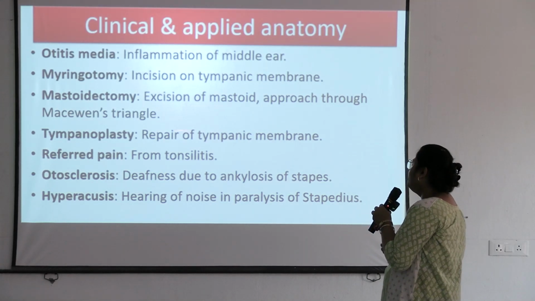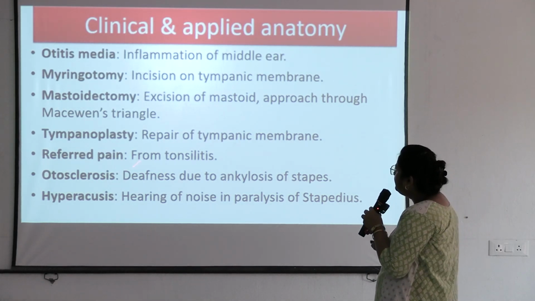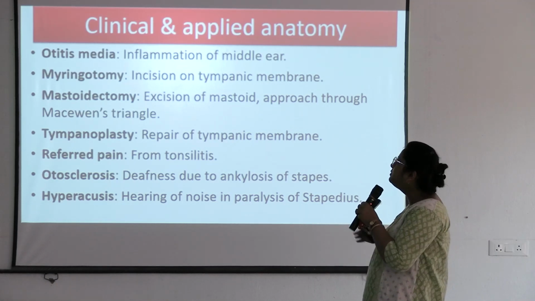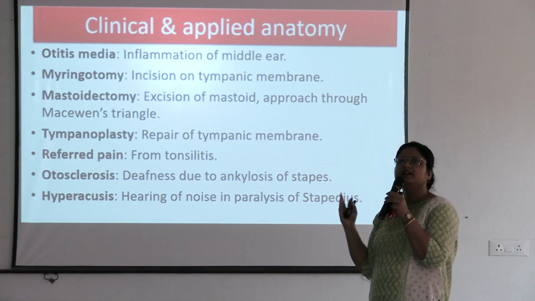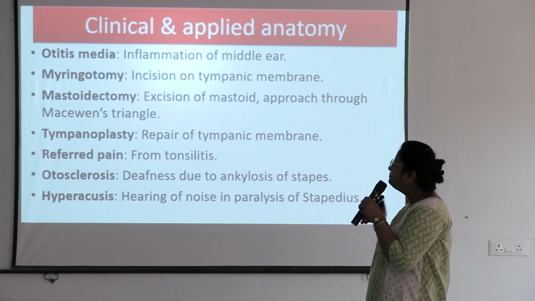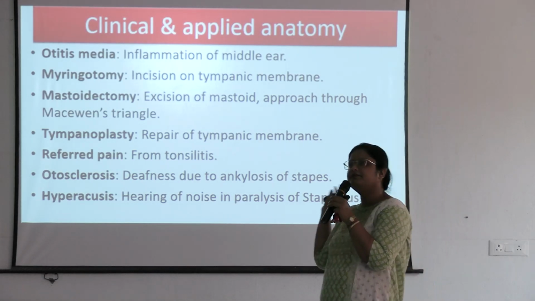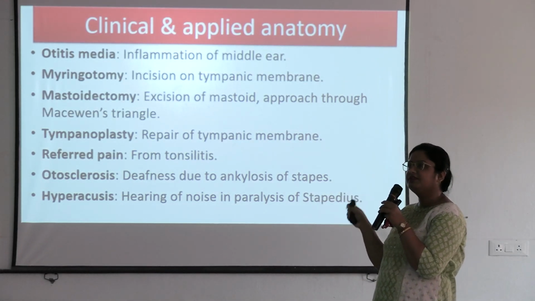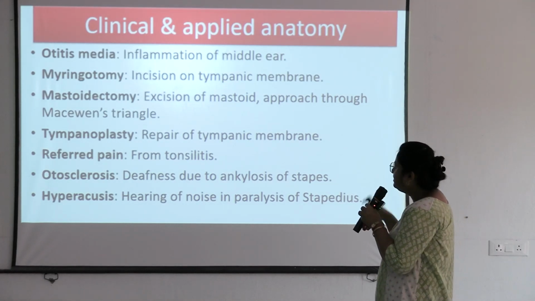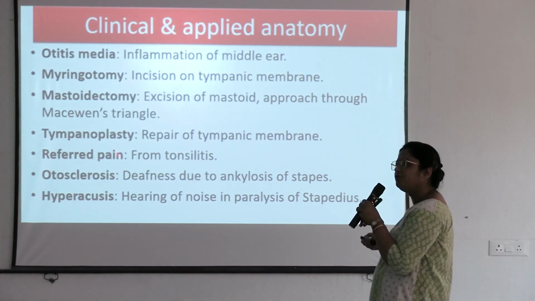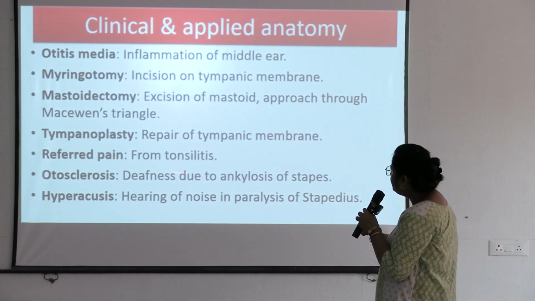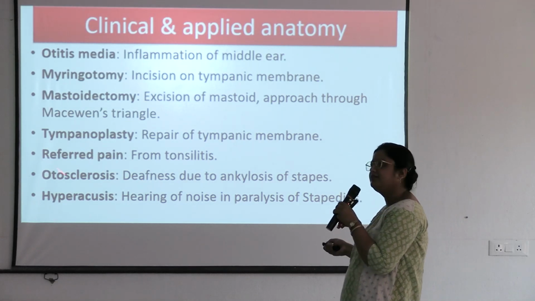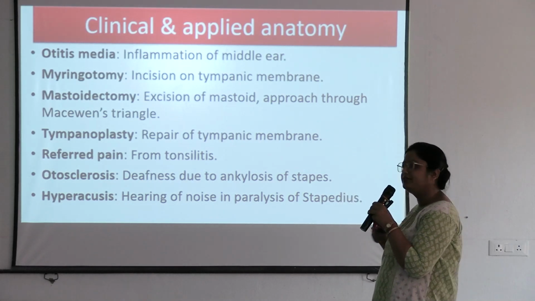Next, from tonsillitis, the pain is referred to the ear due to connection of branches of the glossopharyngeal nerve. The tympanic branch of glossopharyngeal nerve forms a plexus, the tympanic plexus, over the promontory, and it is also supplying the pharynx, tonsillar area. So in tonsillitis, the pain is referred to the ear. You must have felt it sometimes.